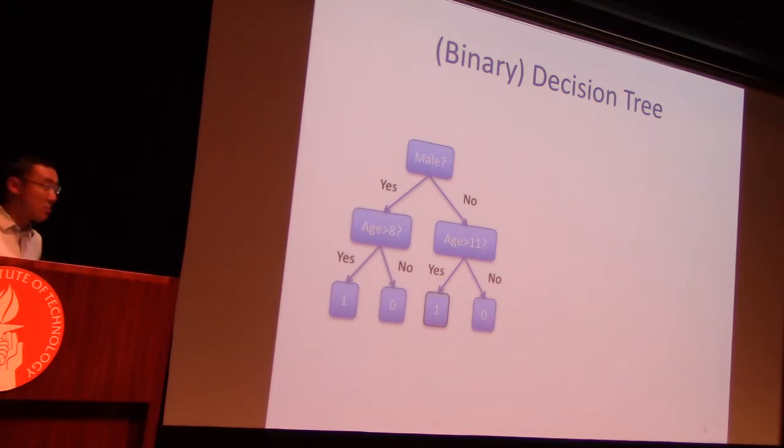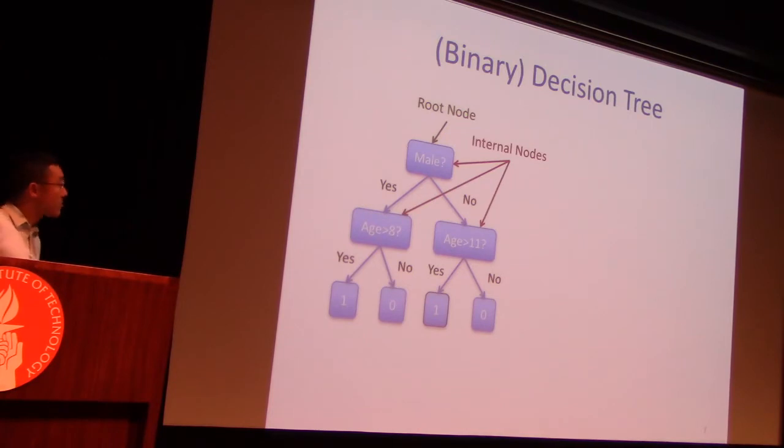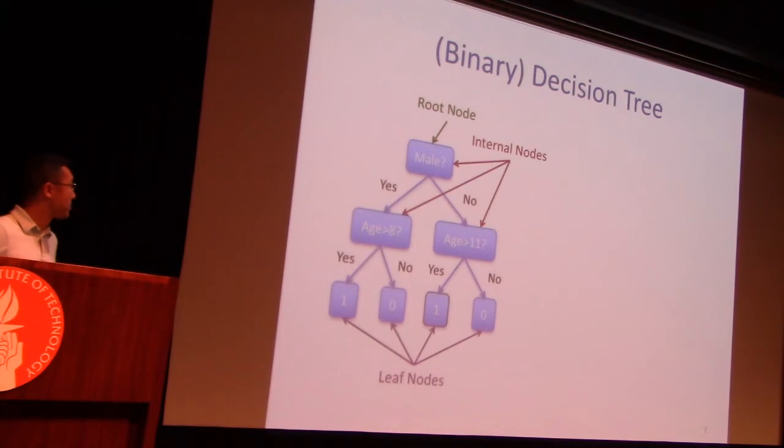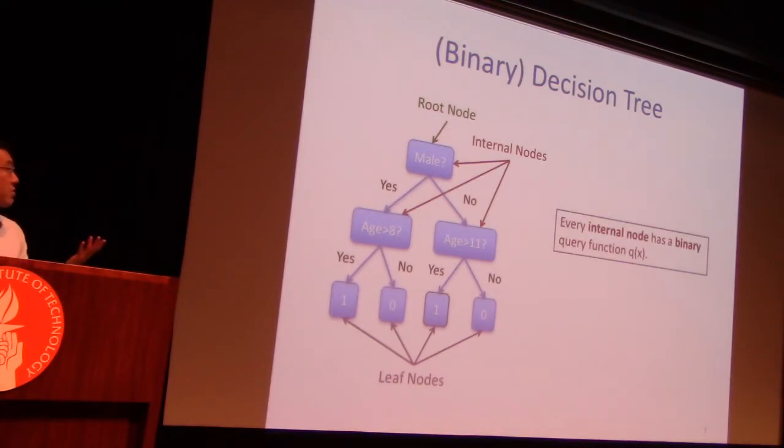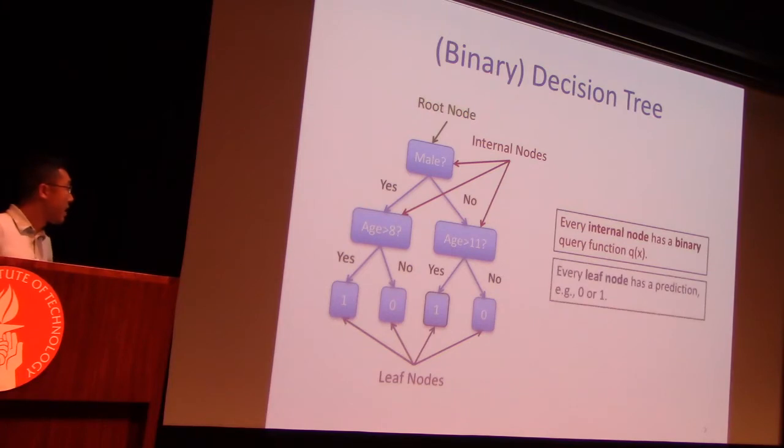Again, don't overthink it. Let's say we have what's called a root node. That's where every data point starts. These are all internal nodes. The root node is an internal node, and these are leaf nodes. Every internal node has a binary query function. Some people call it Q of X, where X is the input instance. Typically, these query functions are just a single feature of the input. Every leaf node has a prediction, in this case, 0 or 1.